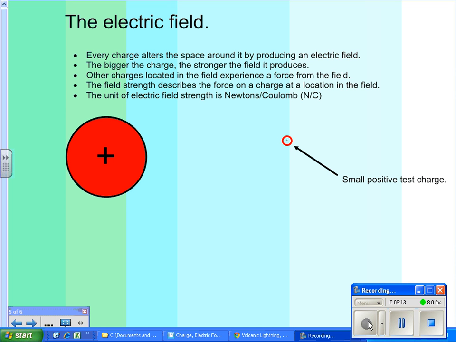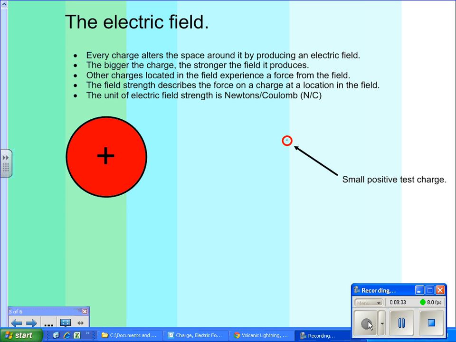Similar to the big planet produces a greater gravitational field. Other charges located in the field experience a force from the field. So if you hold me up above the Earth in the Earth's gravitational field and you drop me, I fall, I accelerate. There's a force on me because of that field. The same thing is true of charges in an electric field.